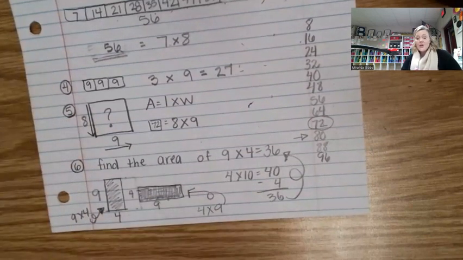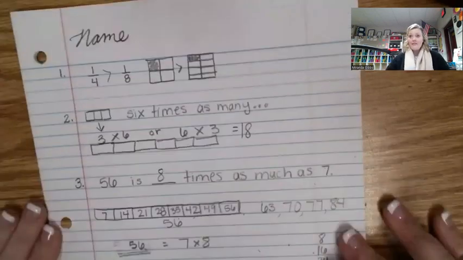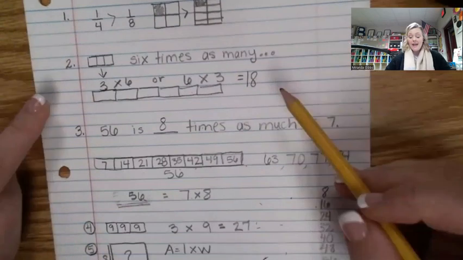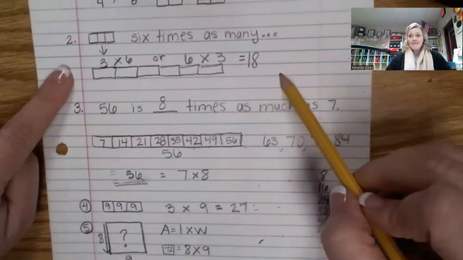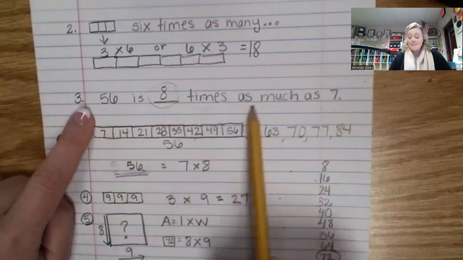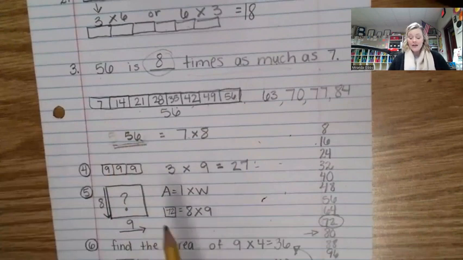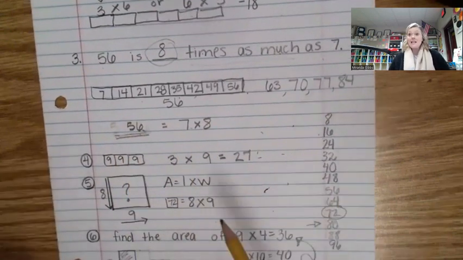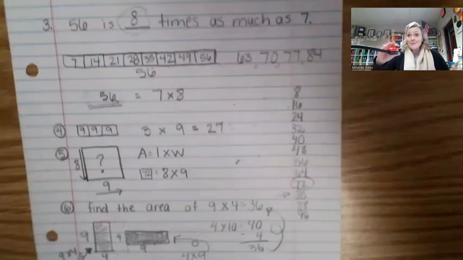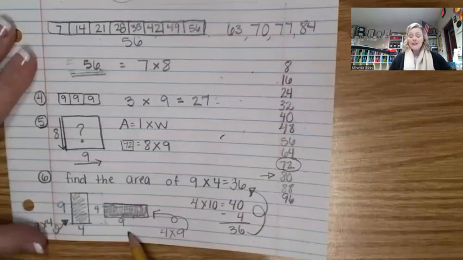All right. So this was just a few things to remember. We have comparing fractions. We have 6 times as many. We have 56 is 8 times as much. Then we made cubes with skip counting. We did some multiplication. We talked about area. Oh my goodness, we did so much. We talked about the commutative property, which is also really important.